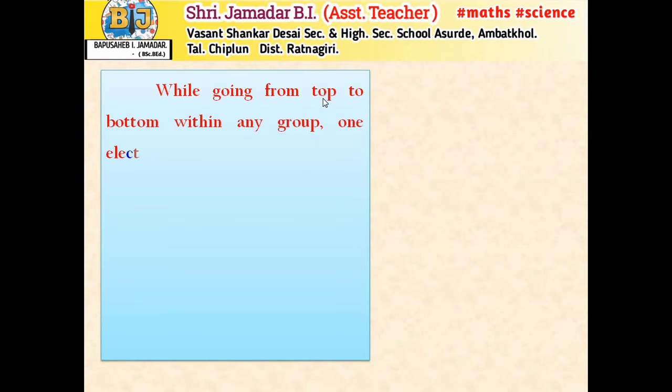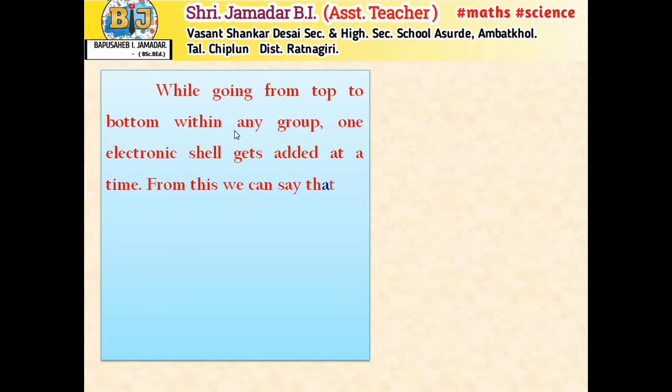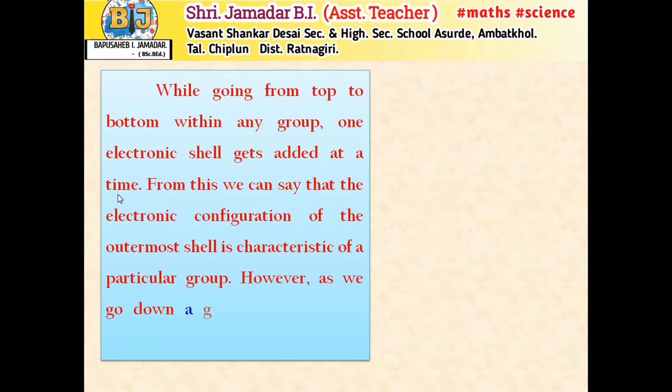While going from top to bottom within any group, one electronic shell gets added at a time. From this we can say that the electronic configuration of the outermost shell is characteristic of a particular group. However, as we go down a group, the number of shells goes on increasing.